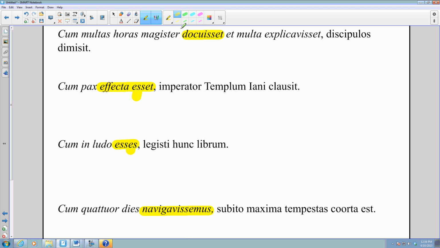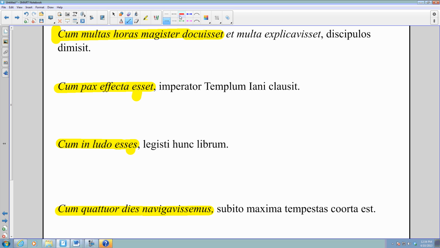Translating these guys. With my cum clause, I like to translate it by itself, so I'm going to hold it for later. All of these cum clauses, I'm going to wait until I've translated the other half of the sentence before I get into it, because I really need that in order to make sure I'm using the right tense with the subjunctive.